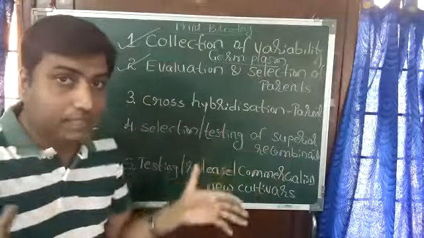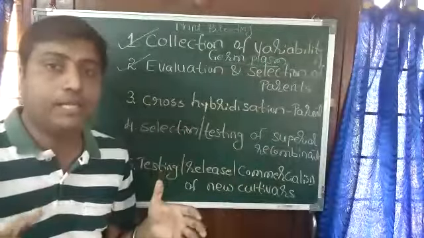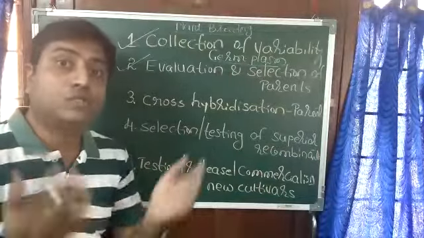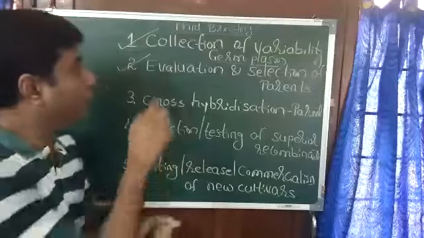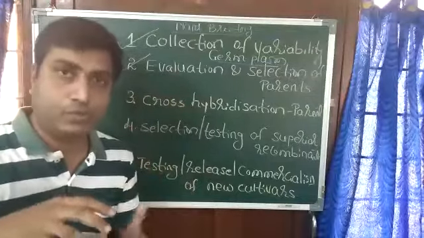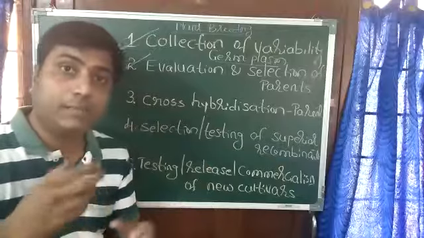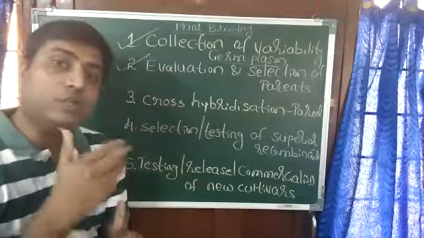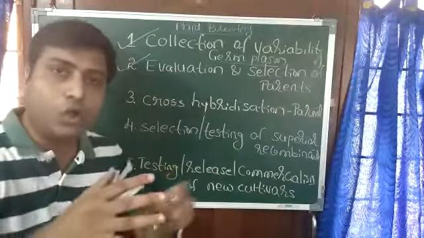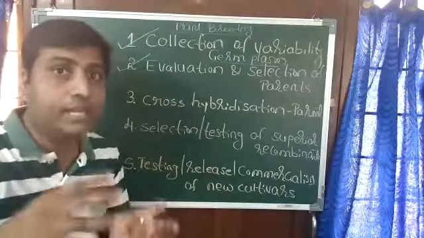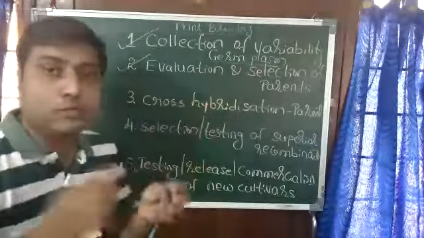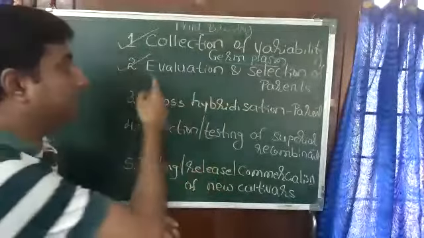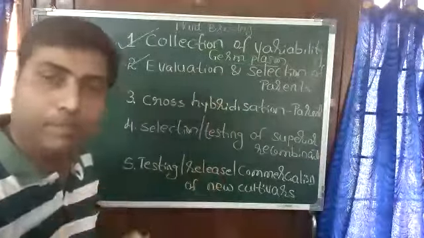Now, among that huge collection of variability, we will select the best one as parent, so that we can cross. For that, what we have to do? We have to go for evaluation. We see which has the best yielding capacity, which one is disease resistant, which can tolerate even drought conditions. All these things we evaluate, and from that we are going to select the parents. For example, 2 parents we select. That is evaluation and selection of parents.